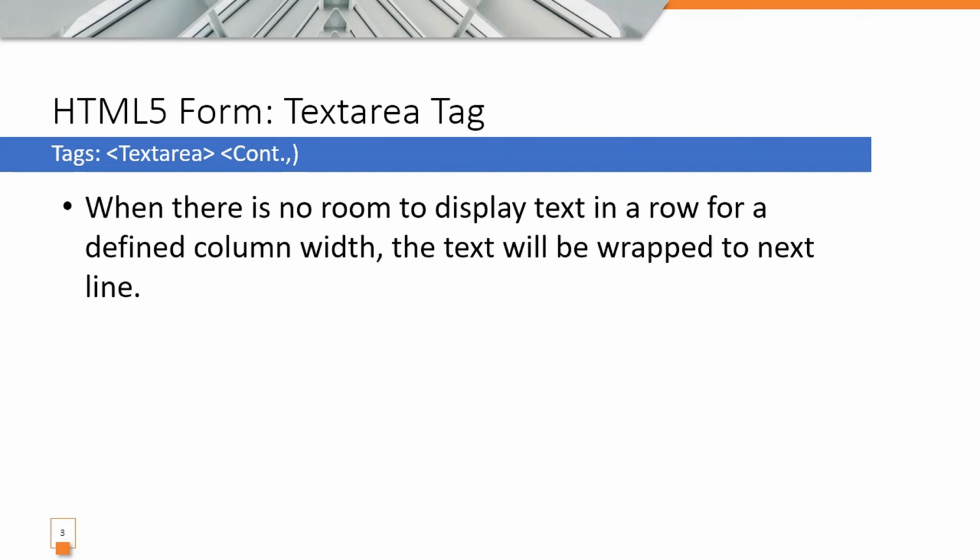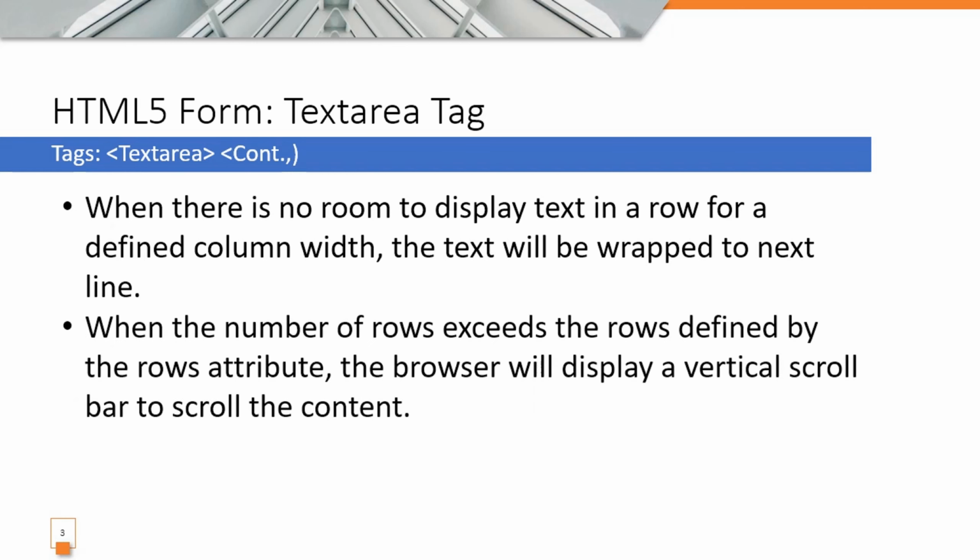When there is no room to display text in a row for the defined column width, the text will be wrapped to the next line. When the number of rows exceeds the rows defined by the attribute rows, the browser will display a vertical scroll bar to scroll the content.